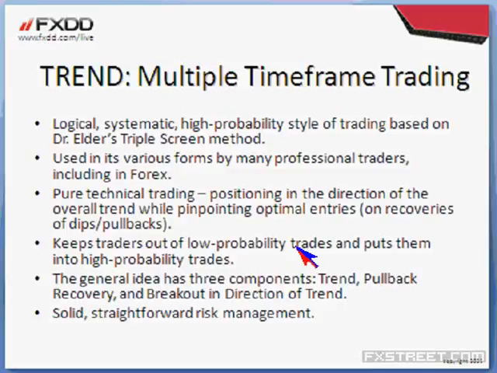As I mentioned before, whether it's a trending market or a ranging market, what am I looking for? I'm looking for a turn, and then I'm looking for a breakout in the direction of where I'm looking to trade. A turn and a breakout. In this case, in a trending market, I'm looking for the trend, a pullback recovery, a dip or a rally recovery, and then a breakout in the direction of the trend.